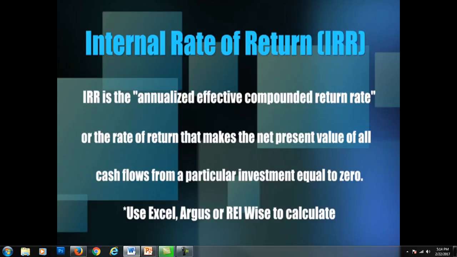Now, the downside of this estimate of return is that you're assuming the investor is putting all their money back into the property or project, which is almost never true. But it does allow a comparison between various investment vehicles.